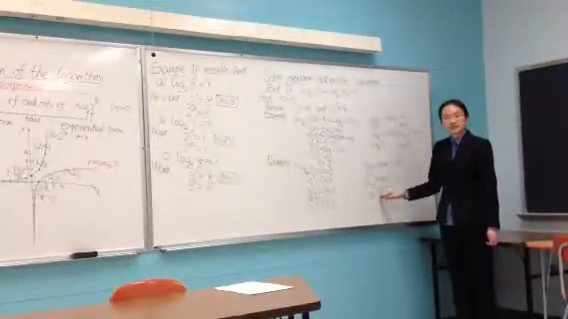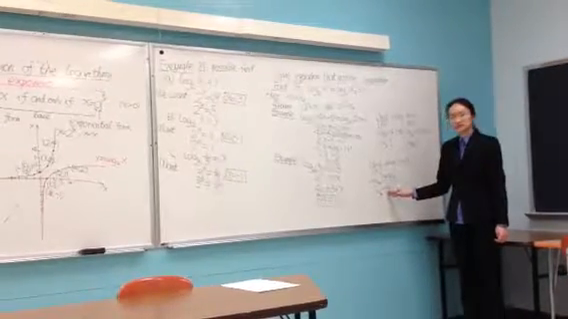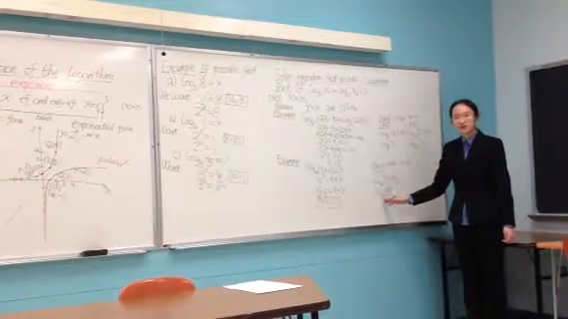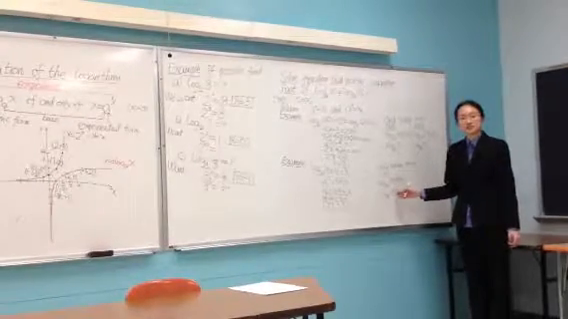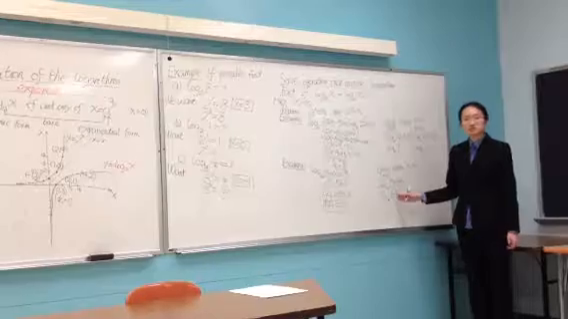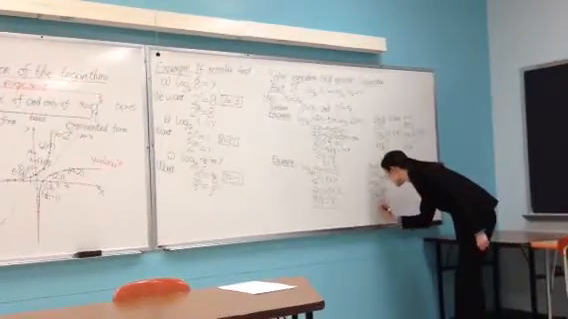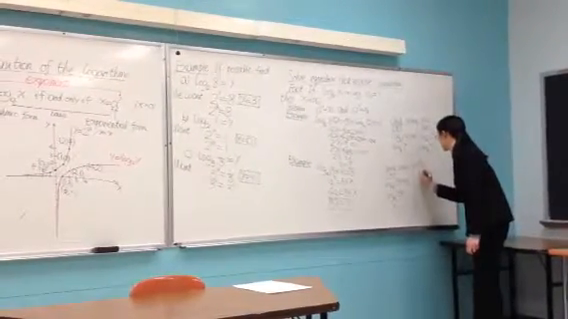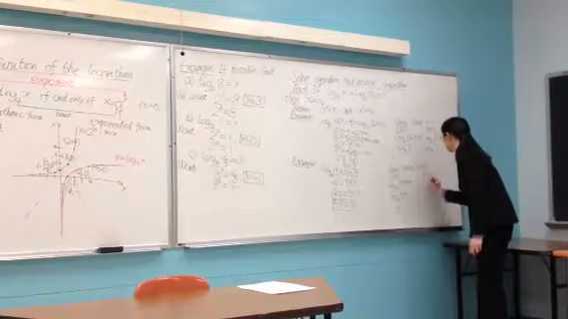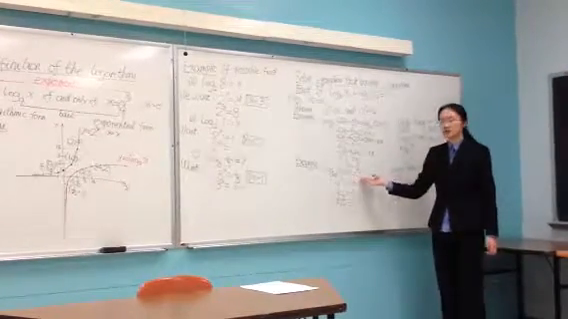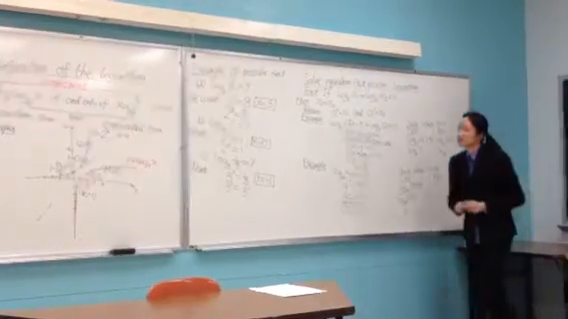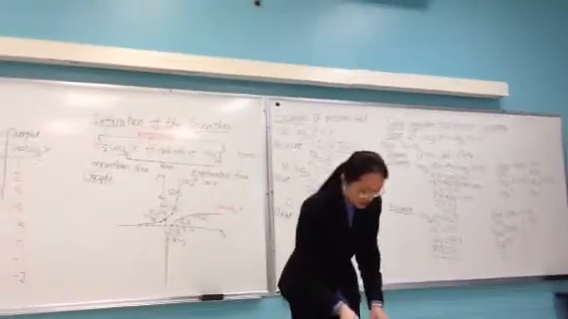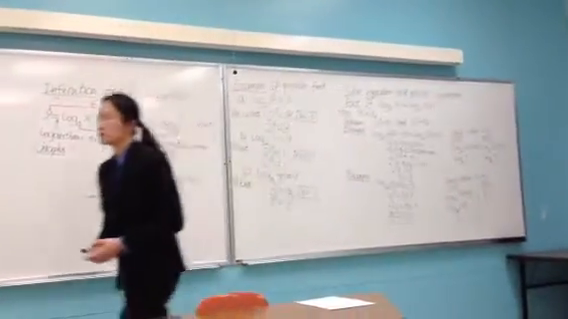Now let's recall, logarithm base 4 of 64 is the exponent that we need to raise the base 4 to get 64. So 4 to which power is 64? 4 to the third power is 64. So this exponent is 3. Right hand side of the equation is 3. So this is the correct solution. Okay, now I'm going to have you guys work on the worksheet.